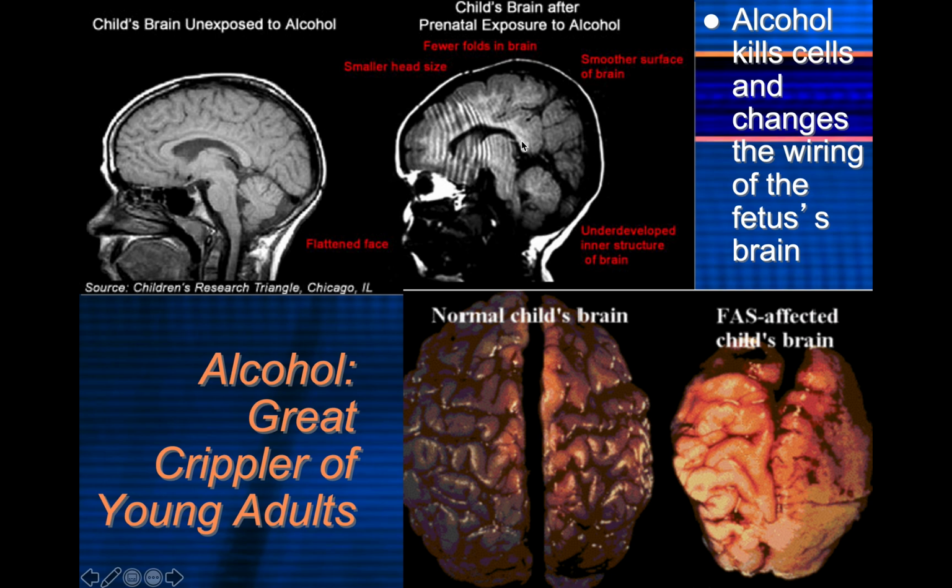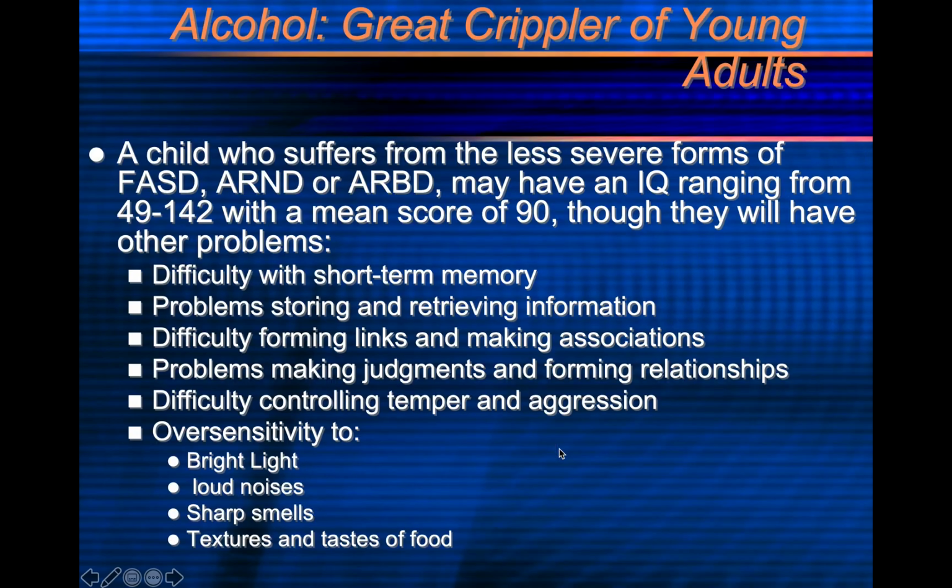And look at his corpus callosum. It is non-existent. Alcohol kills cells and changes the wiring of the fetus's brain. This is a baby with fetal alcohol syndrome. This is a normal baby's brain. As you can see, it's much, much smaller. No corpus callosum, hardly any gyri and sulci. It's just really tragic.